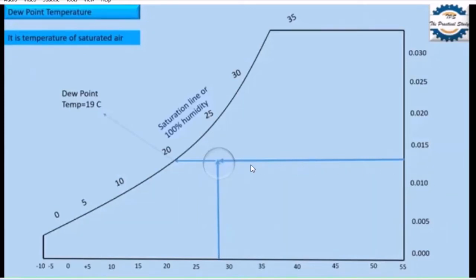So this water bubble, what you can observe, is the intersection point of dry bulb temperature and specific humidity. Now this intersection point, if I extend it up to the saturation curve, can you see? I have to extend it up to the saturation curve over here, which represents, before 20 there is one more line, that is 19 degrees. So the dew point temperature is 19 degrees Celsius. Like this way we find out the dew point temperature from the chart.